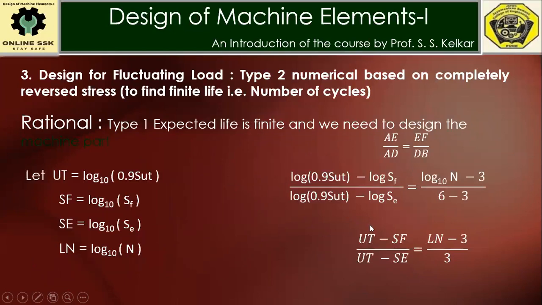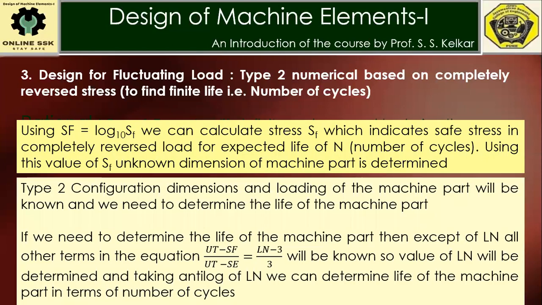So after simplifying this, let us denote log to base 10 of 0.9 SUT by the notation UT, log SF to base 10 by capital SF, log AC to base 10 by capital AC, and log n to base 10 by capital Ln. So UT minus SF divided by UT minus AC is equal to Ln minus 3 divided by 3. This relation we have already derived in the previous video tutorial also. The same relation will be used in this video tutorial also.